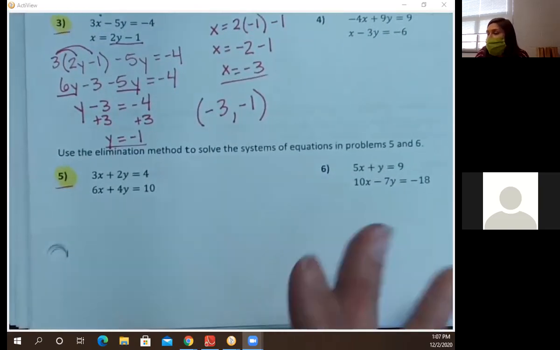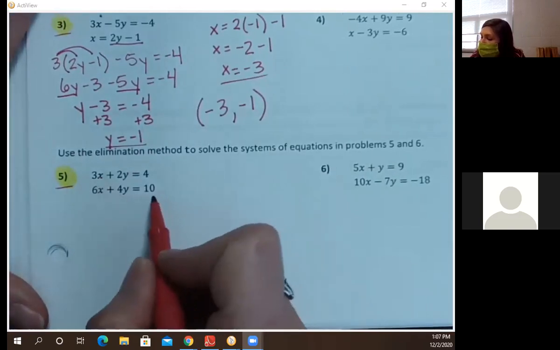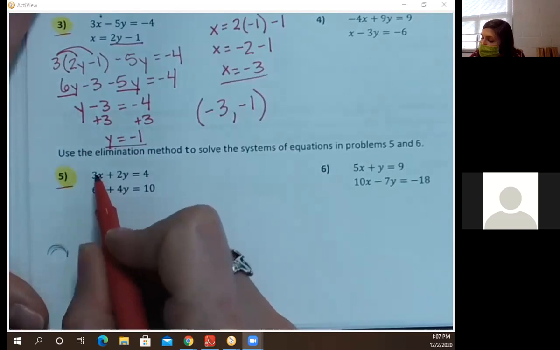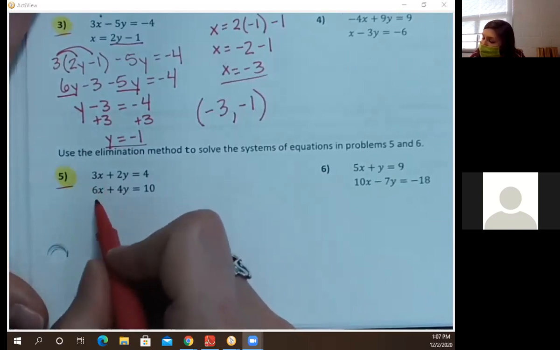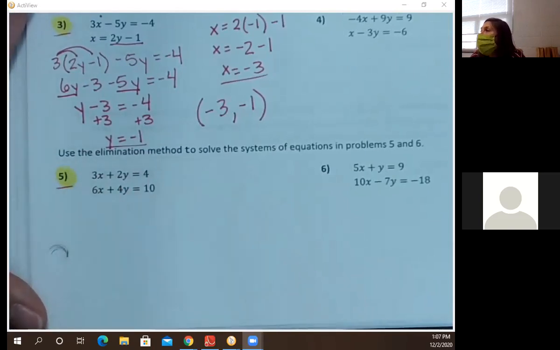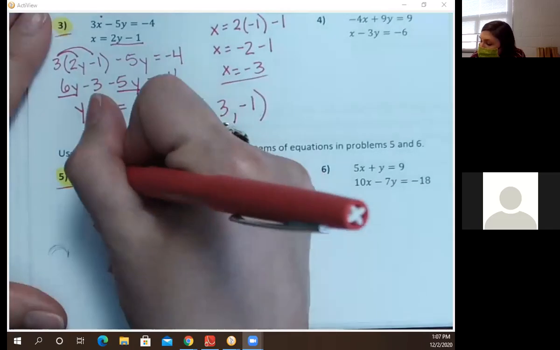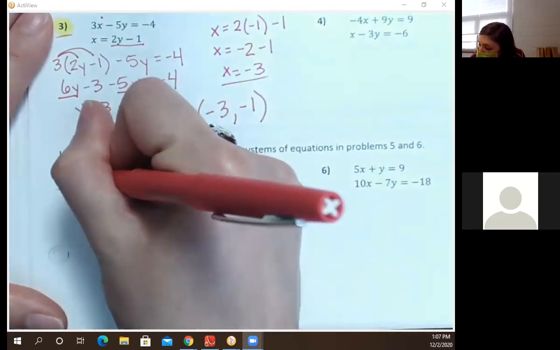Number 5 is asking me to use elimination again. So if I take a look at number 5, my coefficients for x are 3 and 6. For y, I've got 2 and 4. So I don't have opposite coefficients yet. So what can I do to get those opposite coefficients? Multiply which one by -2? Yeah, multiply this top equation by -2.